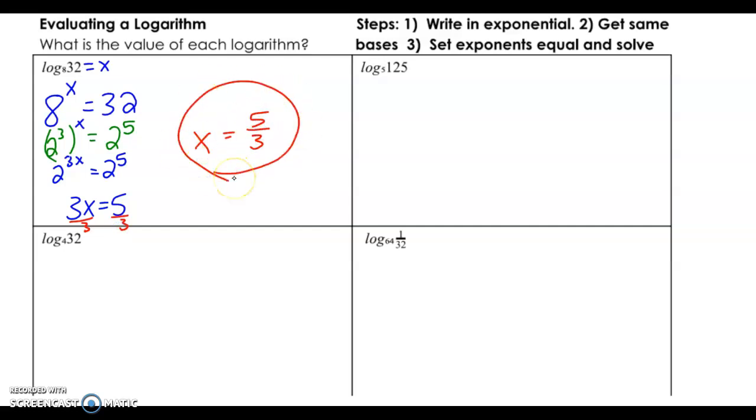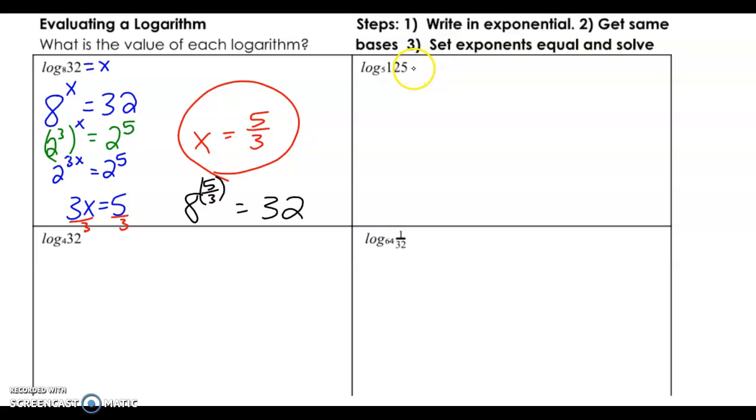And again, we don't have a way to check this on our calculator, logarithm base 8 of 32, at this time. We'll learn something in a couple sections, but right now we don't have something that can double check it. But what you can do to check your work is you can take 8 to the 5/3 power and see if that gets you to 32.